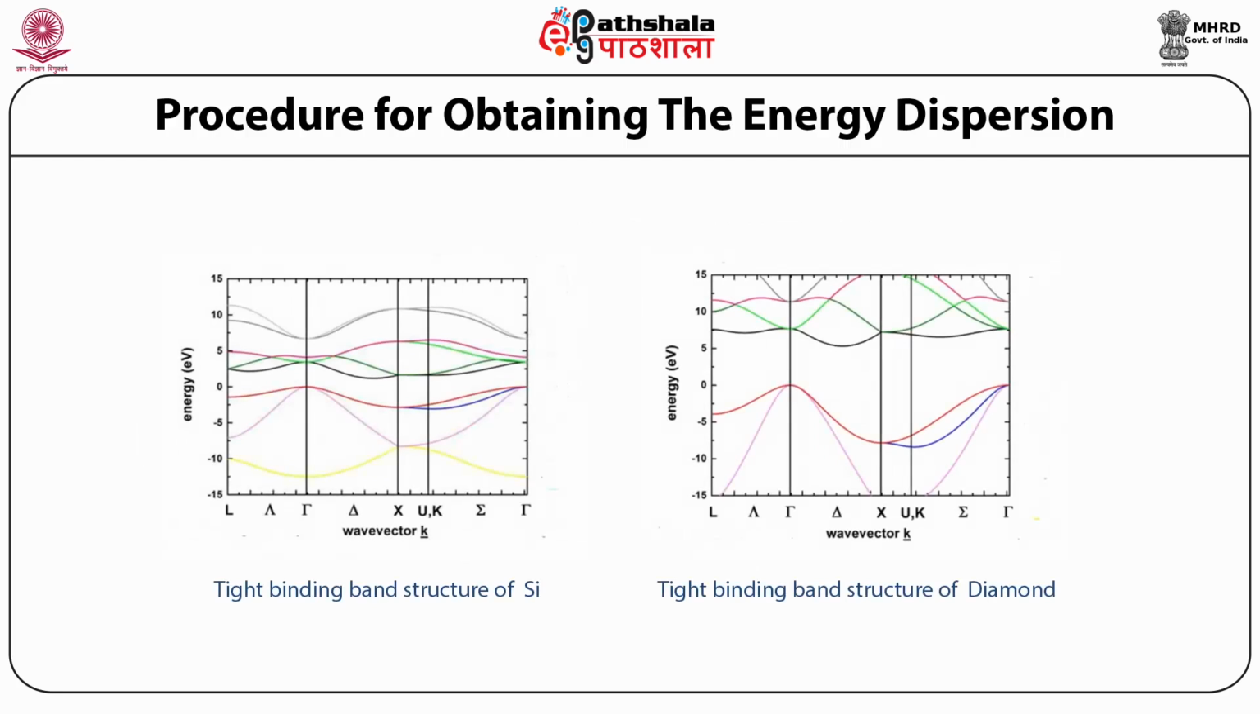Now these figures, the first figure shows us the tight binding structure of silicon, that is the graph between the energy in electron volts versus the k vector. And the below graph shows the tight binding band structure of diamond. So students, let us summarize what we have learned in this module.